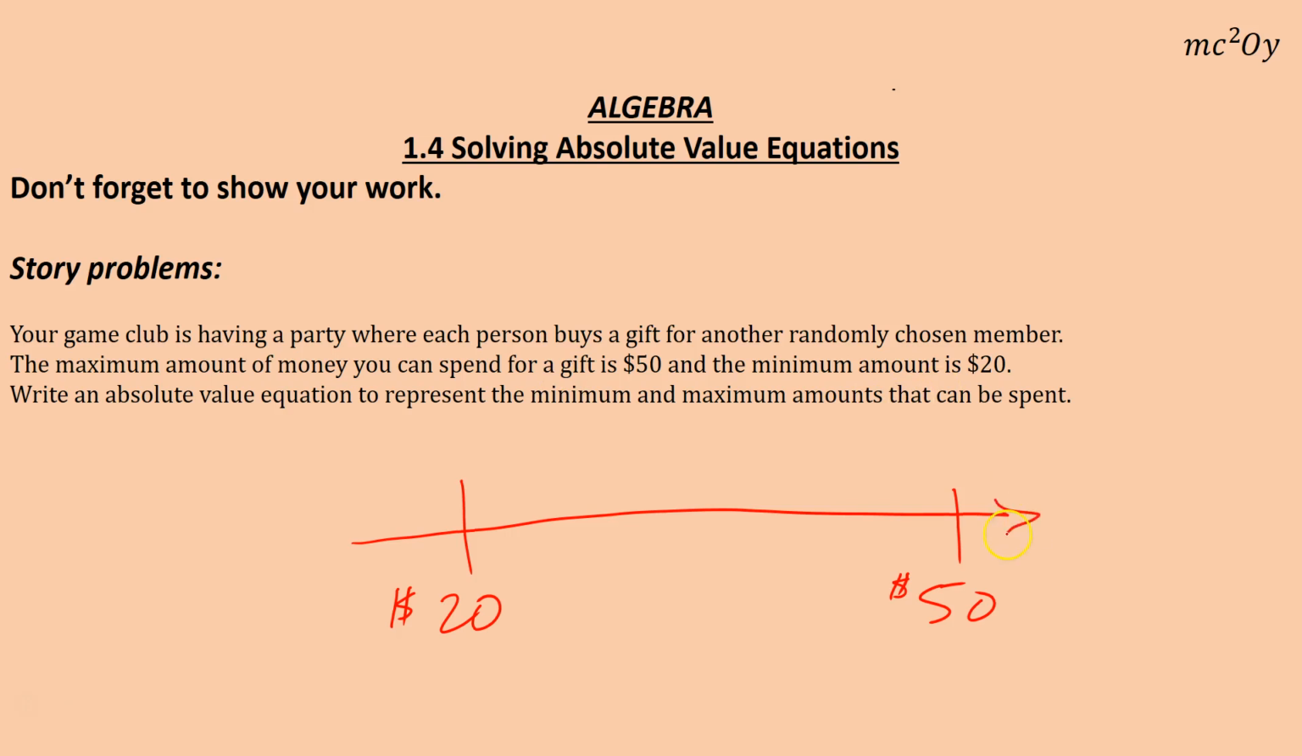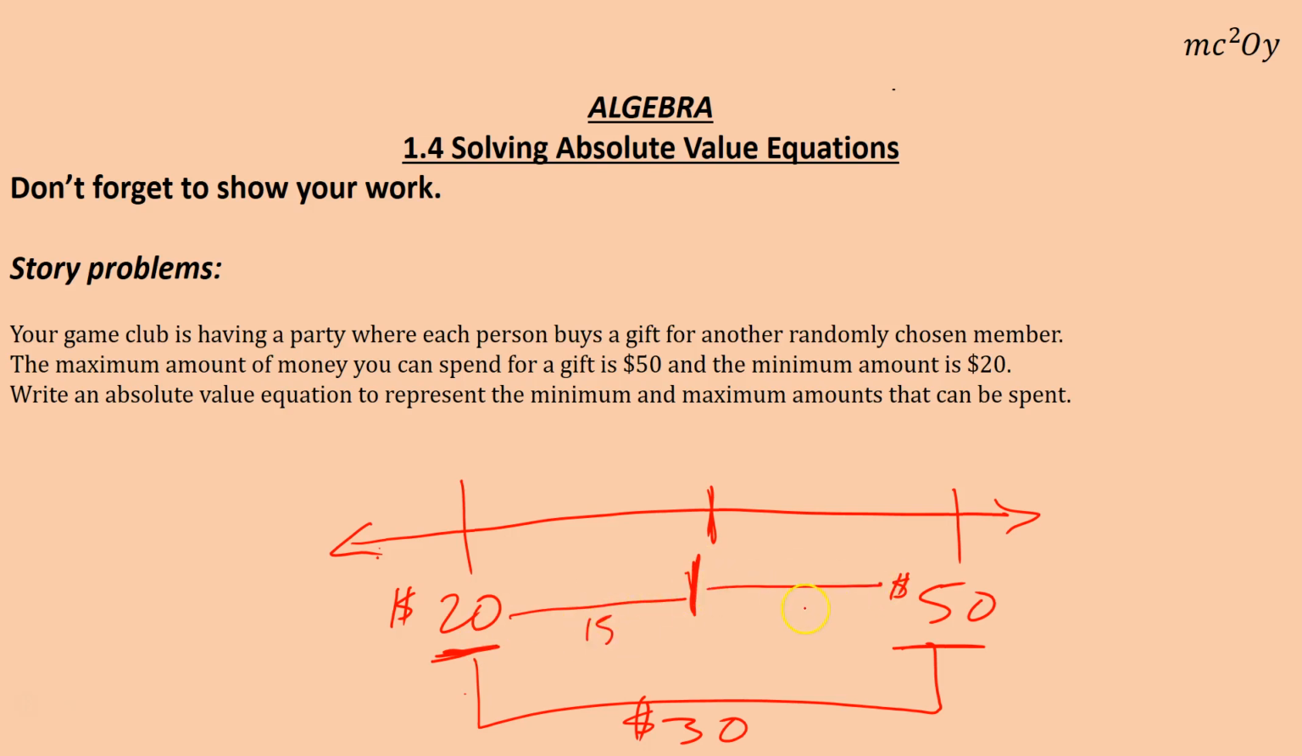Okay, write an absolute value equation that represents the minimum and maximum amounts that can be spent. These are really difficult until you realize the actual format you put them in. And really what's important to know is your range here. Halfway between 20 and 50, well, this is a range of $30. So half of 30 is 15. So the halfway point would be 15 units this way and 15 units this way, right? Well, 15 units is 35, and then 15 units is 50. So we're good. So our midway point is 35.